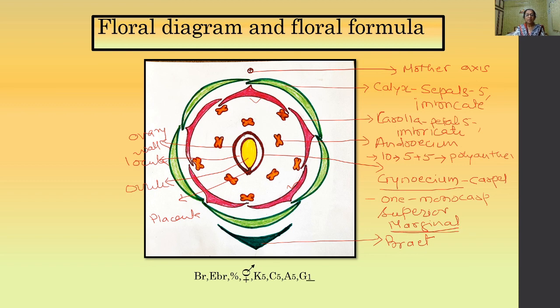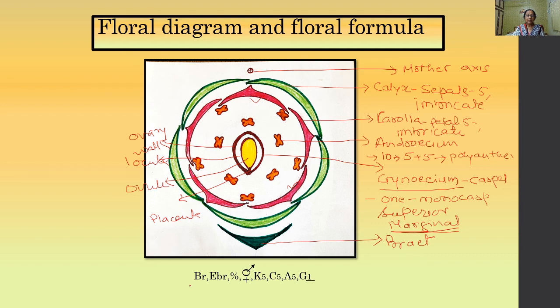Now, in this transverse section of the ovary, you see there is only one ovule, but when you count the number of seeds in the fruit of this plant, a number of seeds are present, and all of them are arranged on the margin. So, the placentation is marginal in nature. So, this is about the floral diagram of the Caesalpinia pulcherrima.